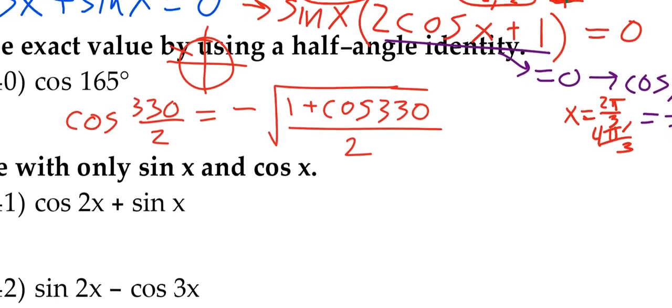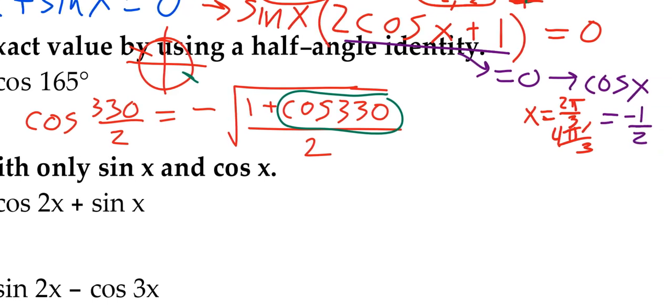Now, what is the cosine of 330 degrees? We know that 330 degrees is down here in quadrant 4. And what is the cosine of that? Radical 3 over 2 is correct. All right? So this is the square root of 1 plus radical 3 over 2, all over 2.